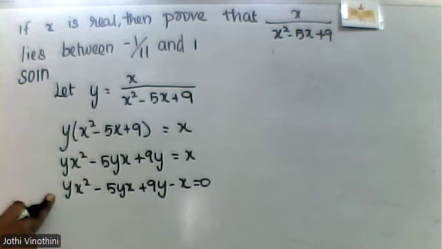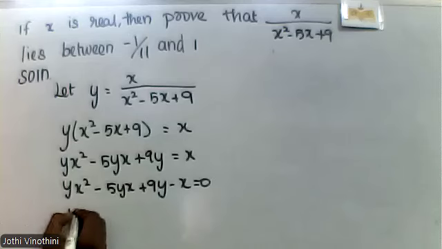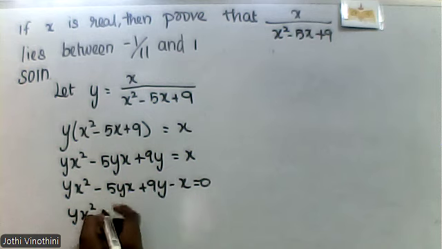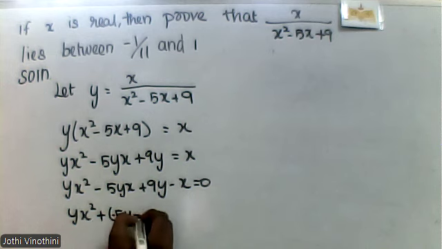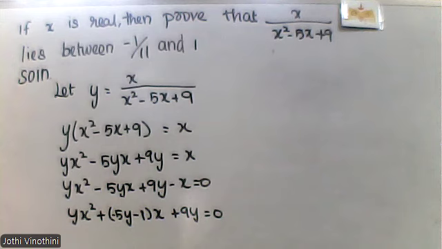Right? I'm going to simplify this one. Is there any other x squared term? No. So yx squared remains the same. See here there are two x terms. So it becomes yx squared plus (minus 5y minus 1) multiplied by x plus 9y equals 0. I will give you 1 minute so that you can copy this and we will move to the next step.